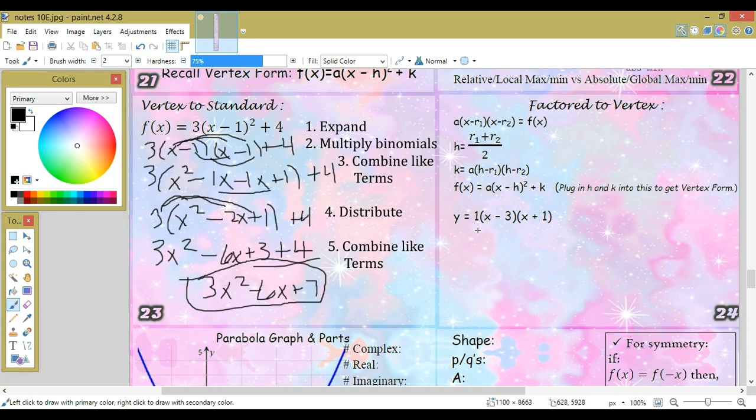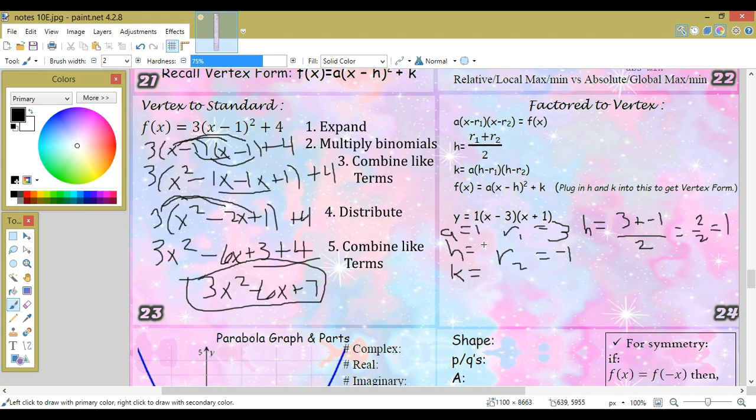Y equals 1, parentheses x minus 3, x plus 1. Let's identify our A, our H, and our K. A is 1 because we have a 1 right here. R1 is 3, and R2 is -1. It's the opposite signs. Let's plug it into that formula. H equals R1, which is 3, plus R2, which is -1, all over 2. That equals 2 over 2. 2 divided by 2 equals 1.